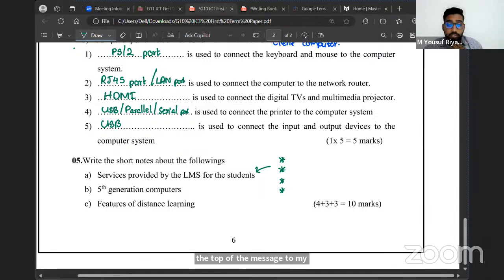Yes, point, not point five. If they ask for a short note, no, using these points you have to elaborate it. Don't just mention point form. You have to elaborate. If you're writing a short note, elaborate it.